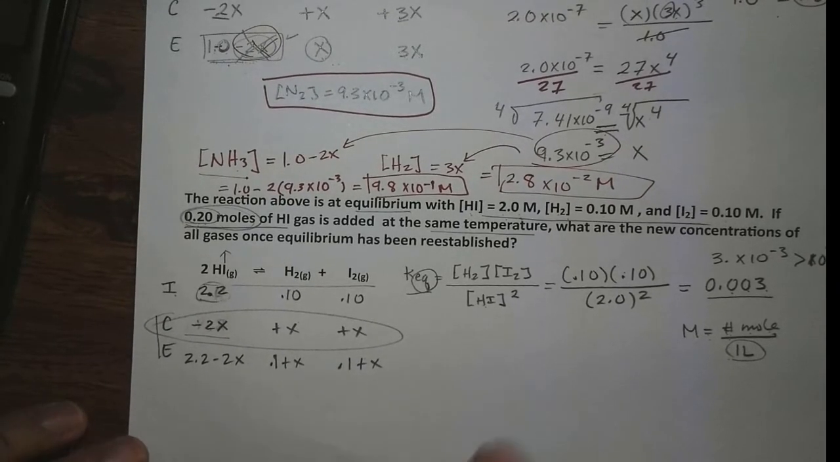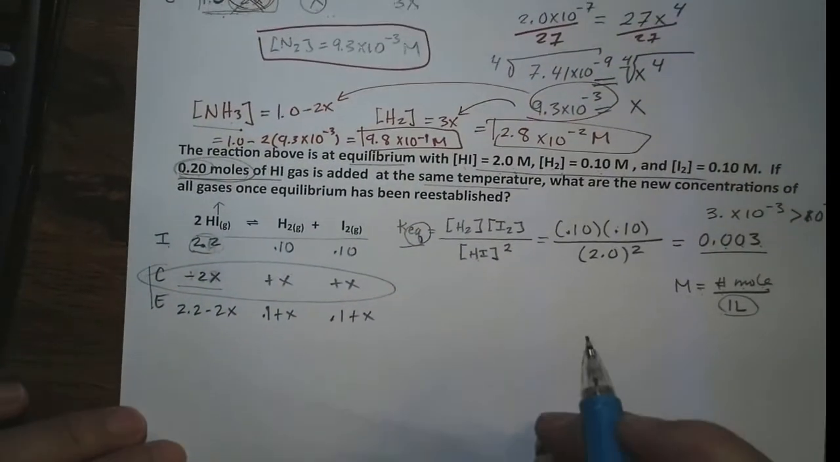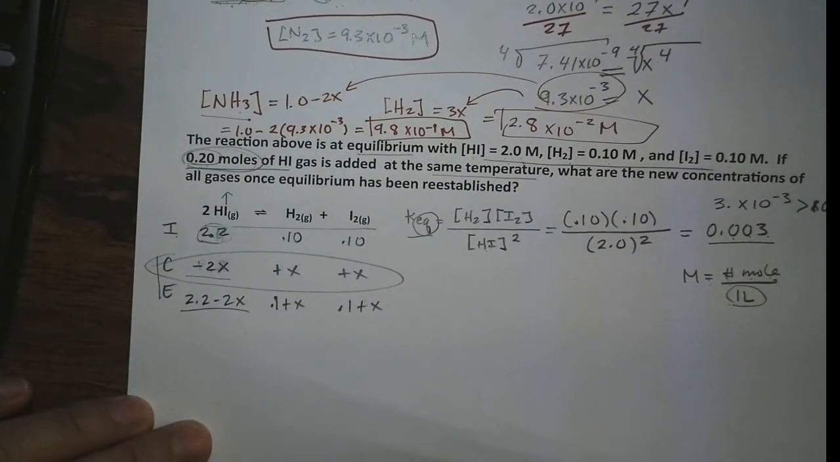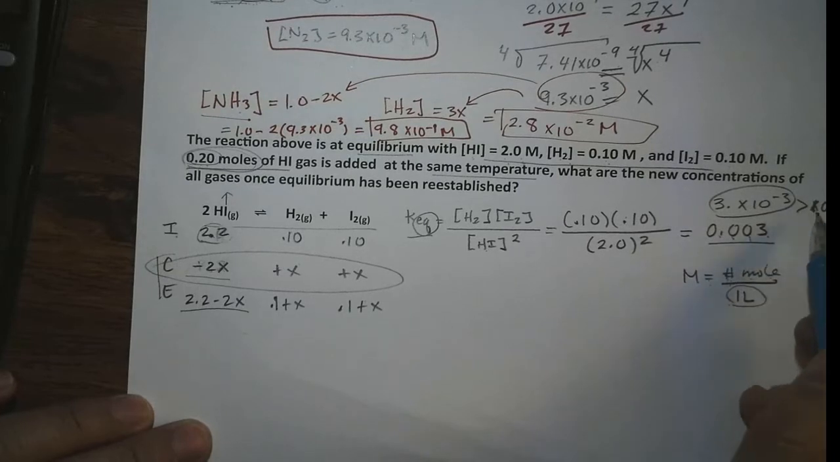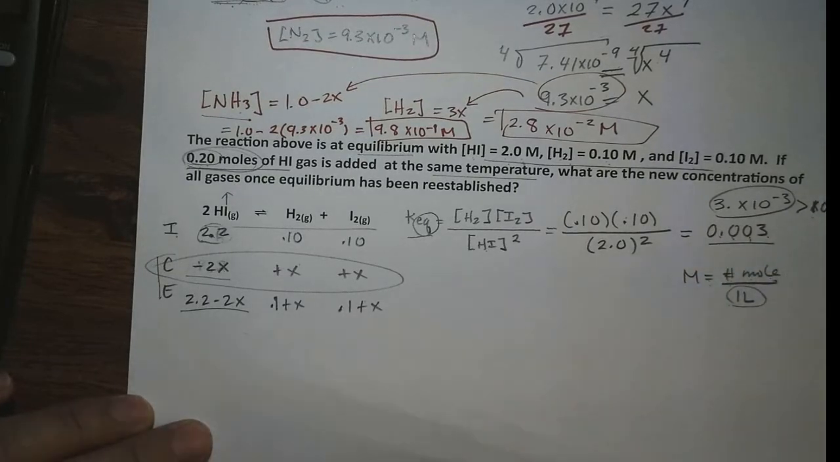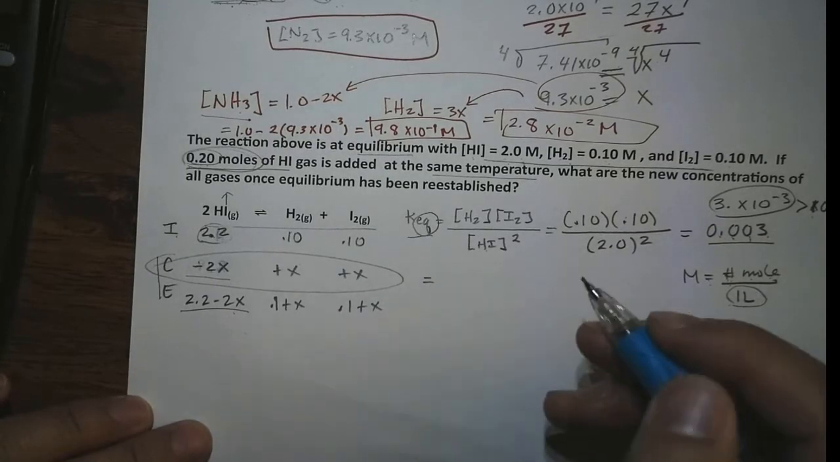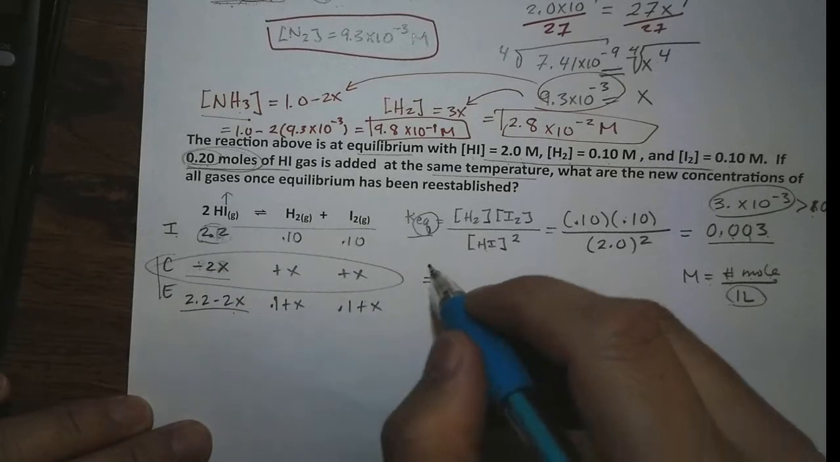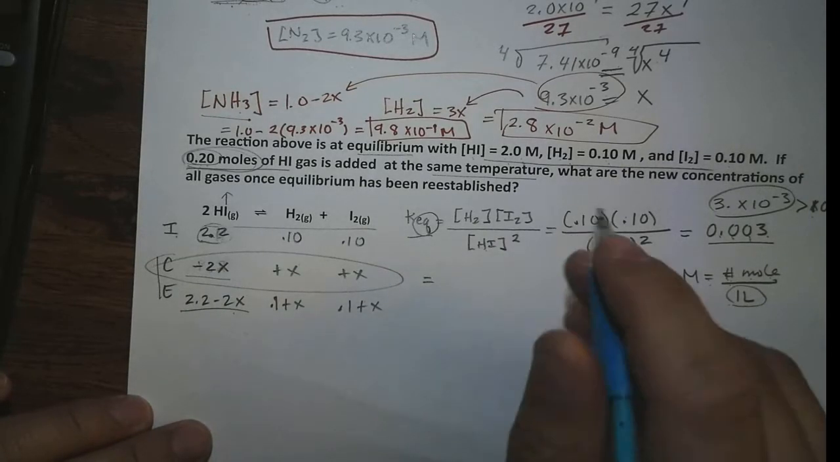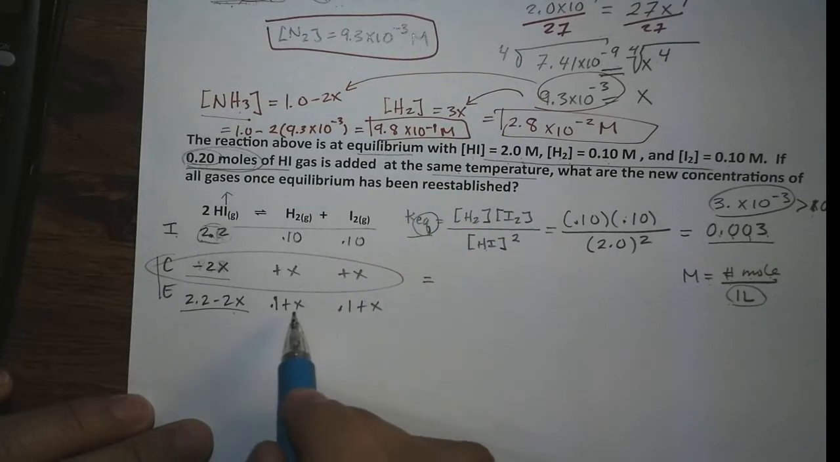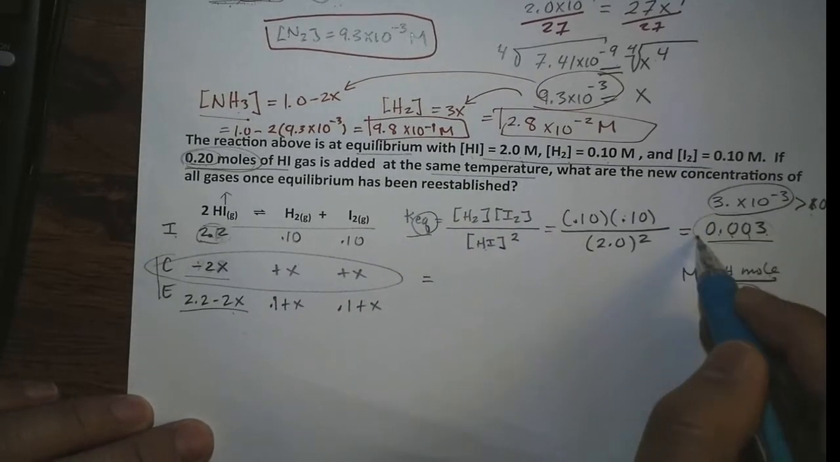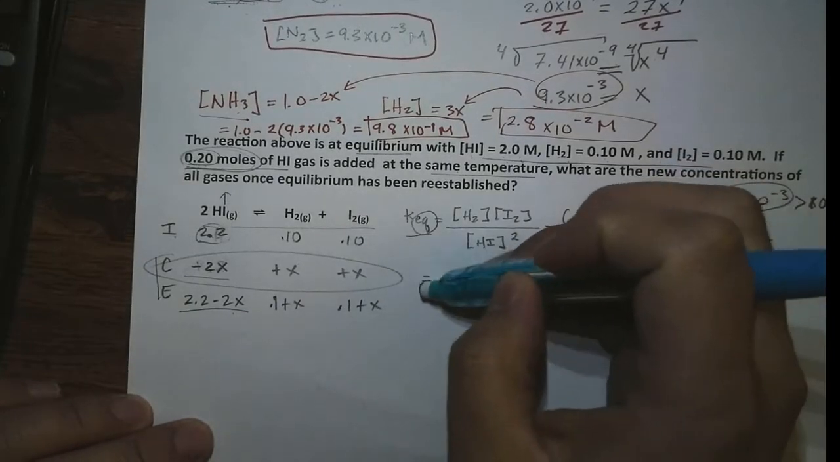All right, so what do we do next? Notice that our K that we just solved for, 0.003, is a lot greater than 10 to the negative 5th. We cannot ignore this x anymore. So let's set up our equilibrium expression. Of course we have the same thing. This is our new equilibrium, okay? But again, K doesn't change because our temperature stays the same. Now the question is, how do we solve for x using this equilibrium? So we have, what is this?